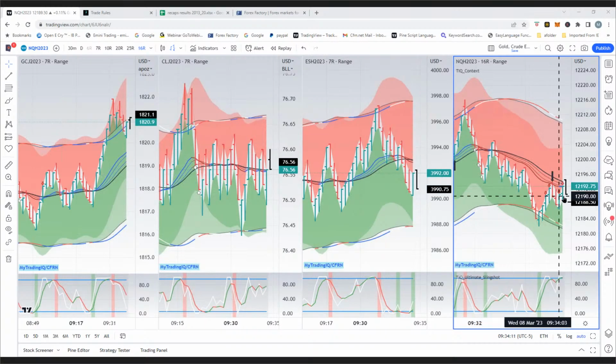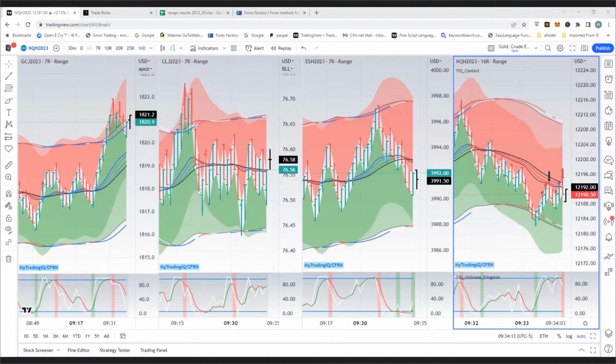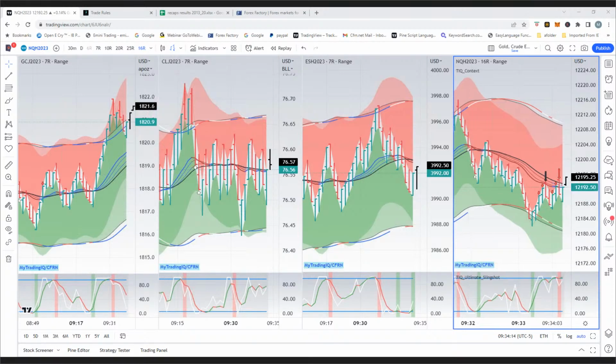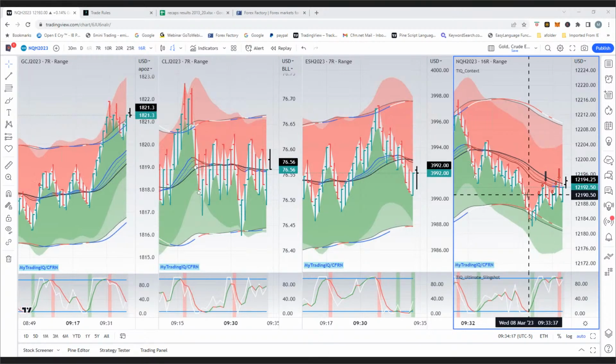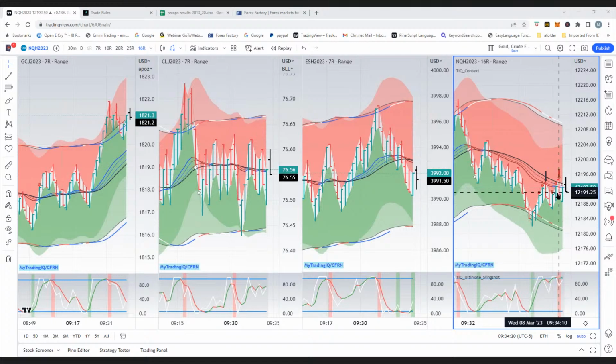You're gonna get another arrow here. If it pulls it out right there, that's another arrow. Now I don't think that the NQ right here wants to go down just yet. Okay, I think right now it's pretty much done going down.